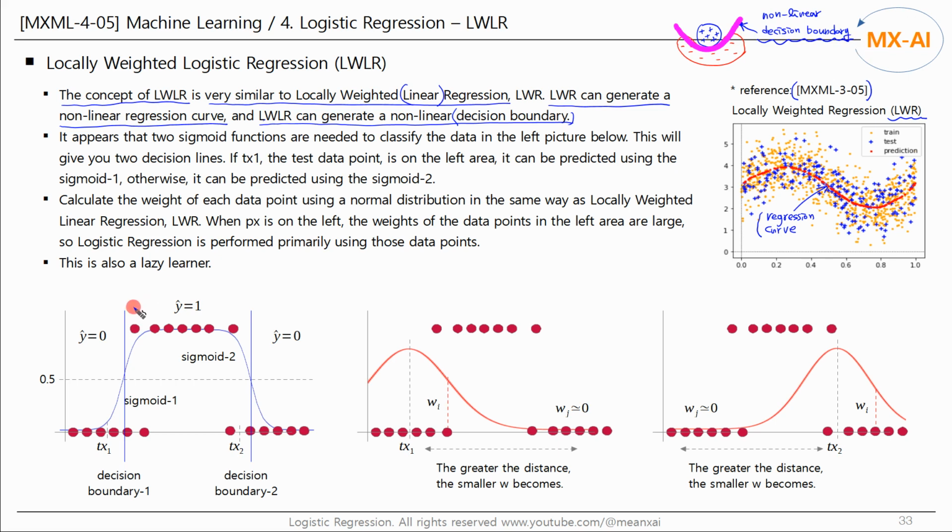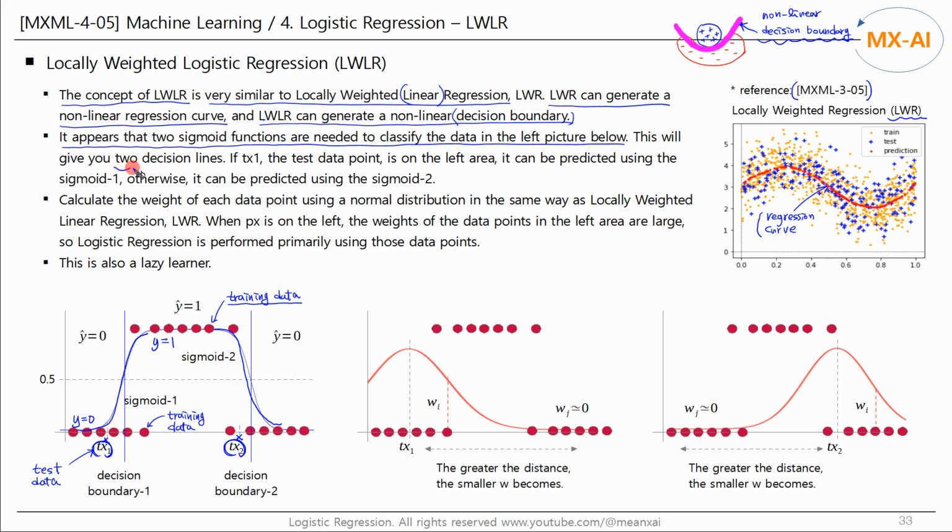Let's look at the data below. There are several training data points and two test data points, TX1 and TX2. The training data points at the bottom have class 0, and the training data points at the top have class 1. The test data point on the left can be predicted using a sigmoid 1 curve. And the test data point on the right can be predicted using a sigmoid 2 curve. It appears that two sigmoid curves are needed to classify this data.